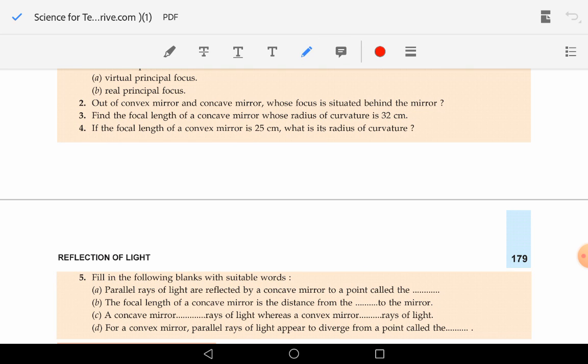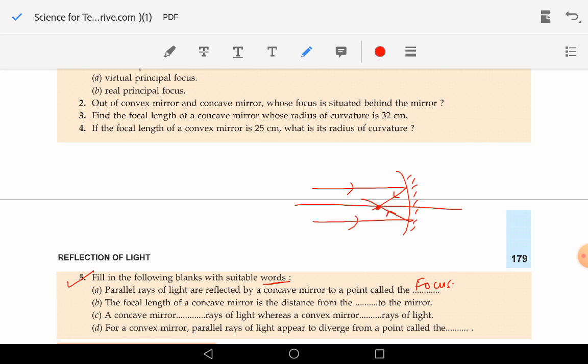Question number 5 is in the form of fill-ups. Fill in the following blanks with suitable words. So we have to put a word over here which suits best. Parallel rays of light are reflected by a concave mirror to a point called the blank. If this is the concave mirror, its reflecting surface is curved inward. If these are the parallel rays of light, after reflection they all pass through a point, and what do we call this point? Yes, we call this point the focus.